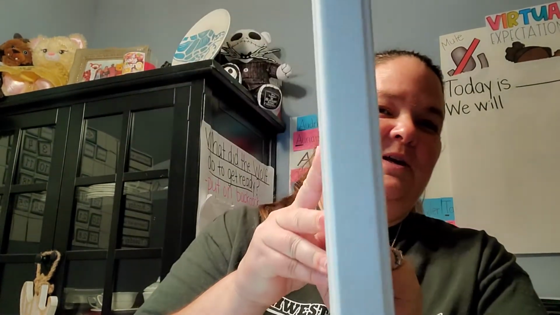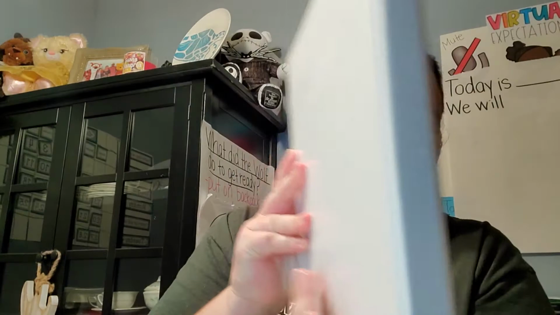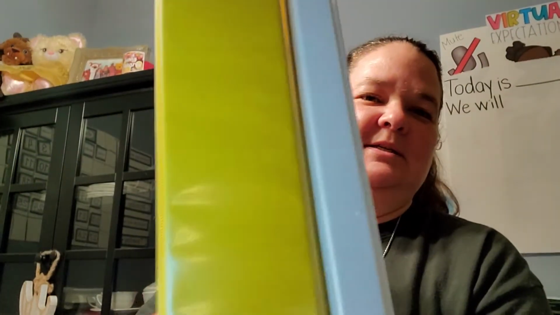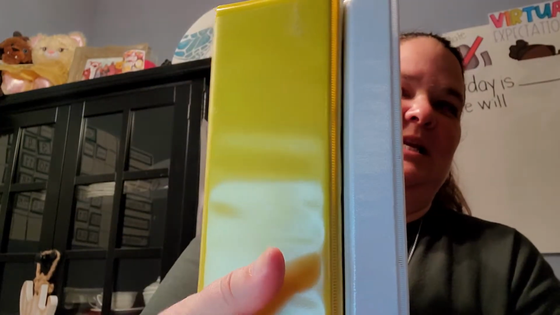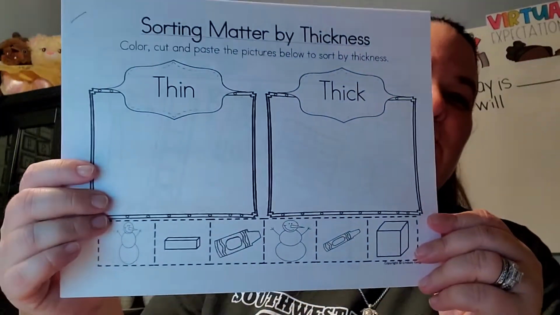This binder is thin. See? And I'm going to hold up a thick binder next to it. And you can see how much wider it is. This is thick. This is thin. Thick and thin. So we are going to work on our sort.